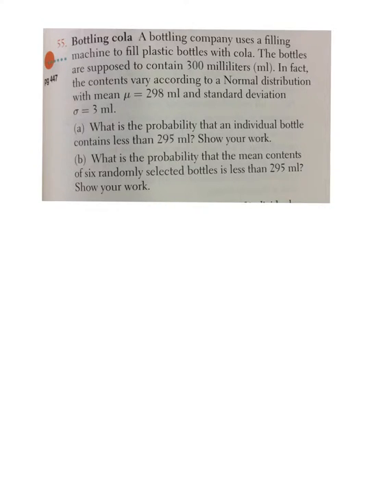Okay, page 455. Here we go. Now, this one doesn't seem too bad. Z-scores, right? So they're supposed to fill the bottles with 300 milliliters, but the average actually is 298 with a standard deviation of 3. What is the probability of an individual bottle, just one, having less than 295? Well, we're just going to do a z-score.